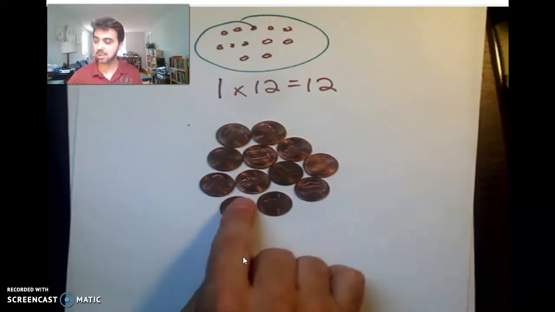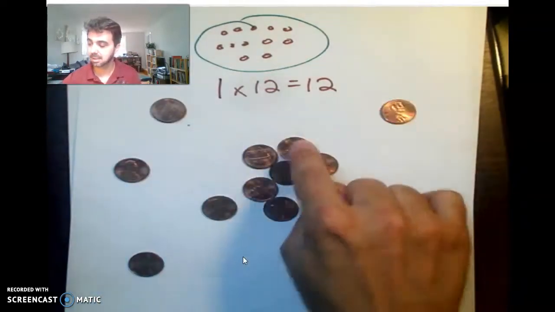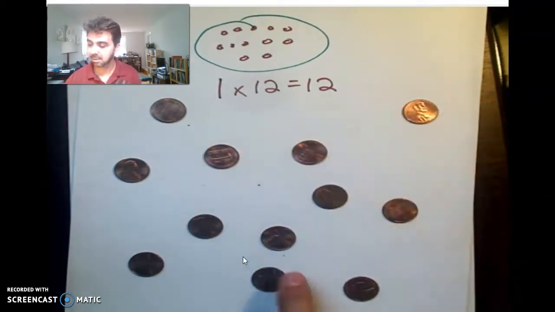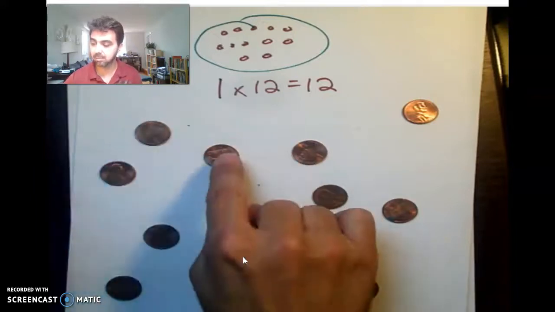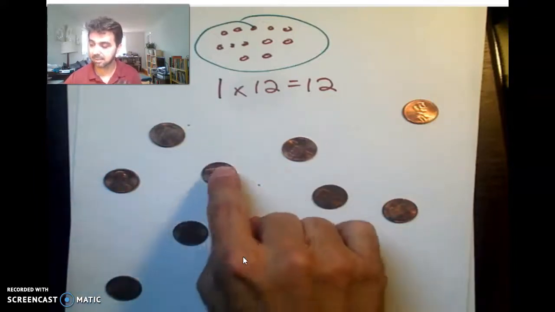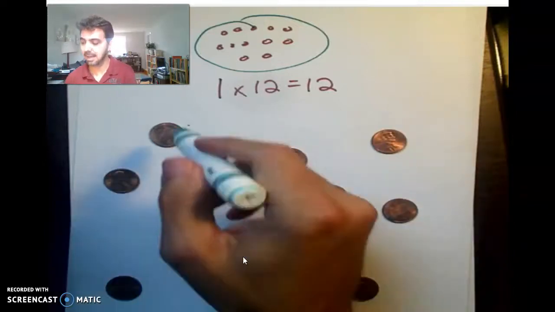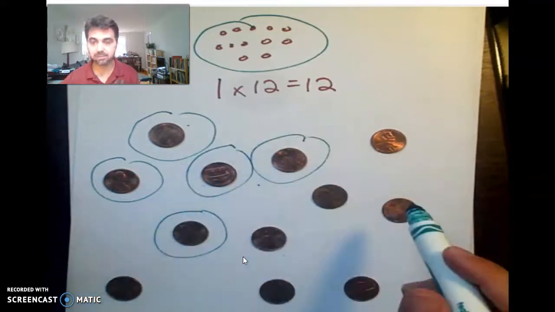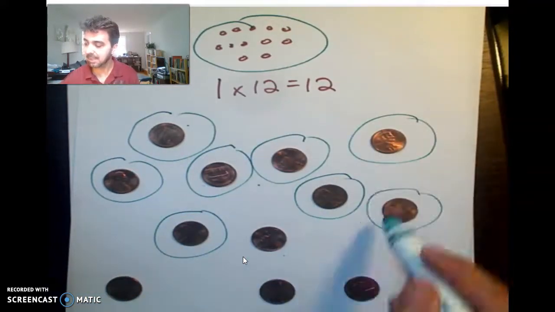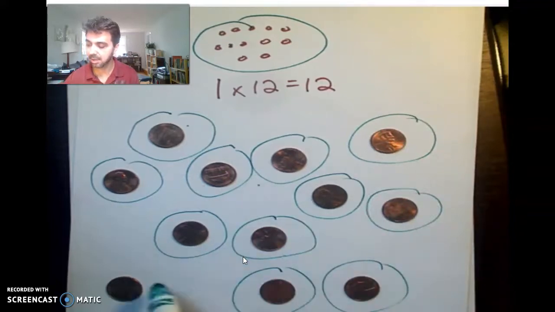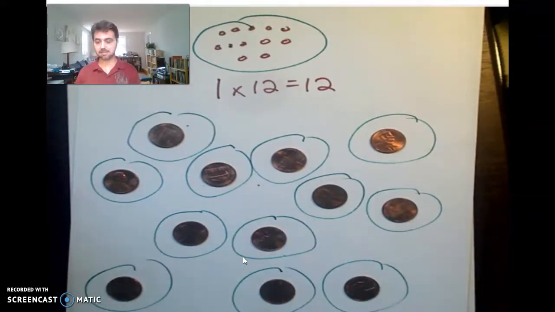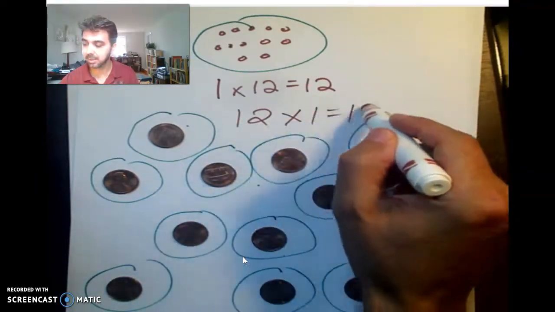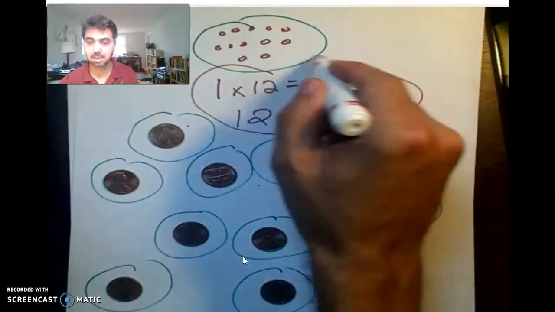And that works. You can totally do that. I could also do this. Watch this. They're all spread out. How many groups do I have? They're all in their own little group. I have 12 groups. And how many pennies in each group? Just 1. So it's also true that 12 times 1 also equals 12. There's our pattern again.